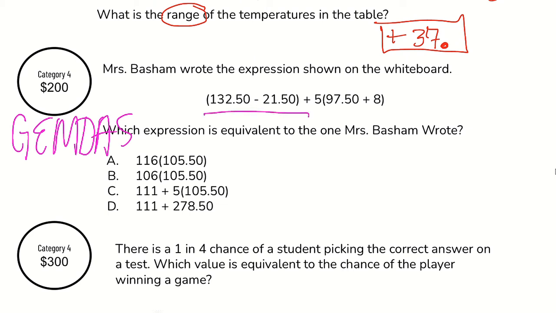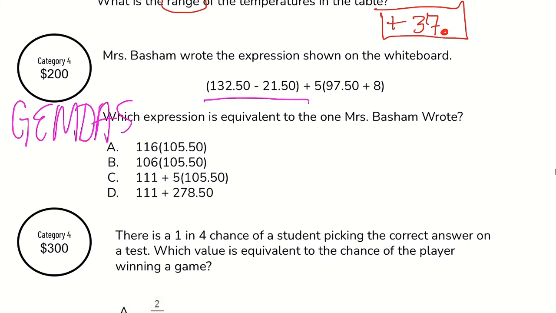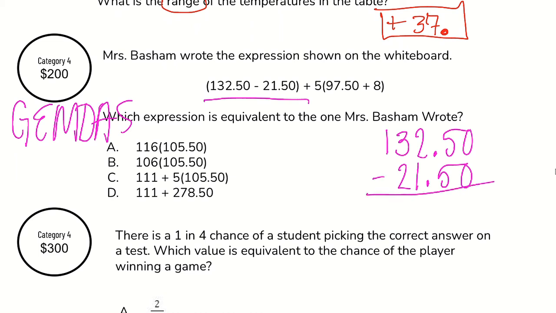132.50 minus 21.50. Do I need to line them up by decimals? Yes, subtraction, add and subtract, line them up. Okay, 132.50 minus 21.50. So 0 minus 0 is 0. 5 minus 5 is 0. 2 minus 1 is 1. 3 minus 2 is 1. And then I'm going to bring down the 1. So I have 111. And then this 5, what do we call him again?